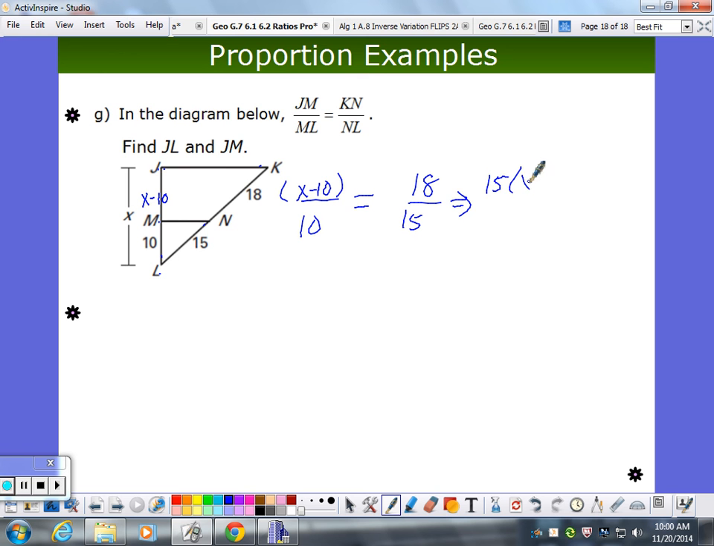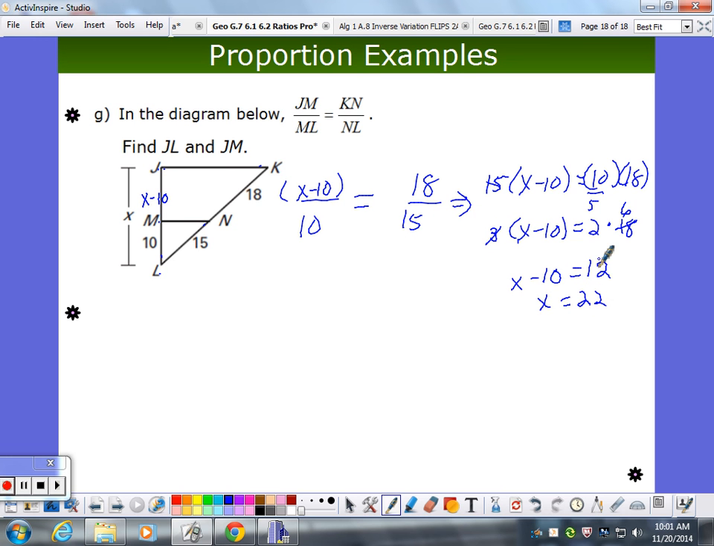Take the cross product, group this first. 15 times x minus 10 equals 10 times 18. I'm writing it this way so I can reduce this a little bit. If I divide both sides by 5, then I get 3 times x minus 10 equals 2 times 18. You don't have to do it this way. You can multiply it out. It's just how I think. Divide by 3. x minus 10 equals 2 times 6, which is 12. Add 10: 22. You can distribute it out and multiply, that's perfectly fine. I'm used to not working with calculators, how we did stuff in the old days. Just reduce. x is 22.